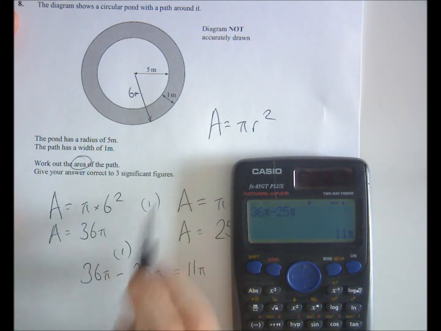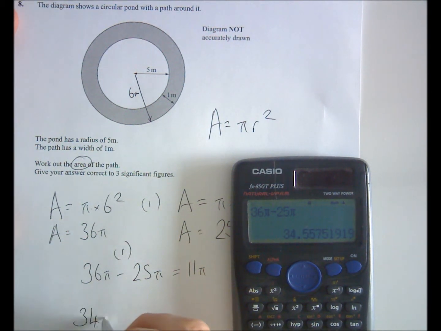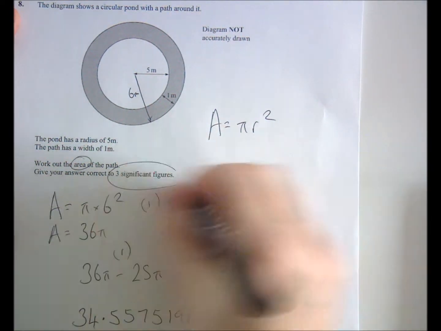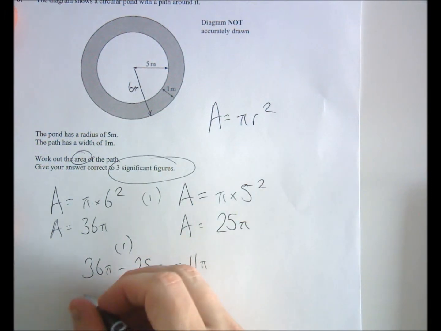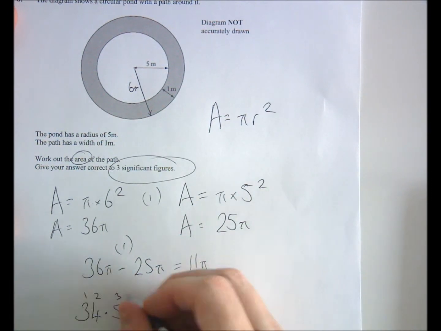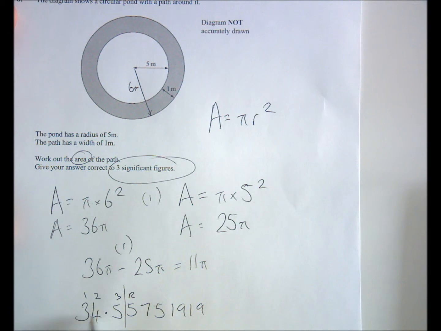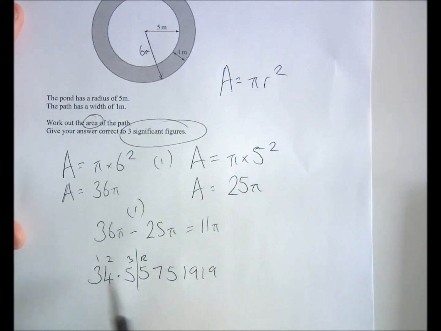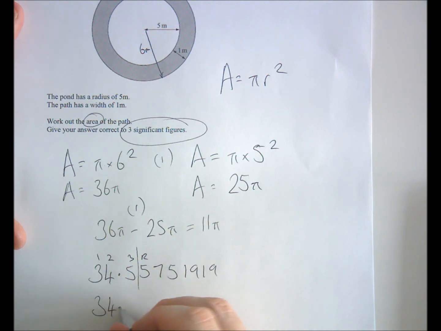We're still stuck on 2 marks. Press your SD button now because we're near the end. Write your full calculator display and round it to 3 significant figures. So 1, 2, 3 significant figures and a rounding number. So 34.5 or 34.6, you can see that the rounding number is a 5, so we're going to round it up. 34.6, and that's meters squared.